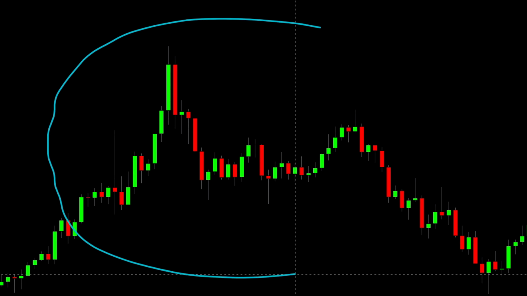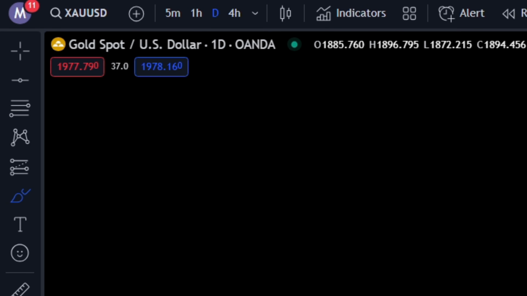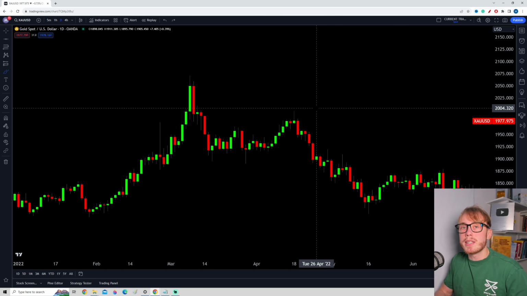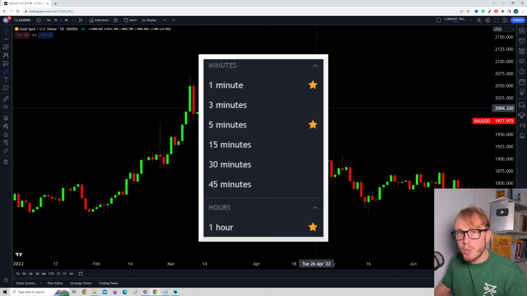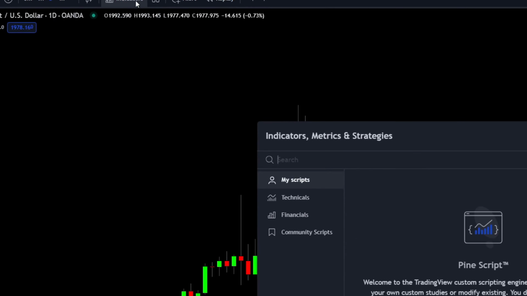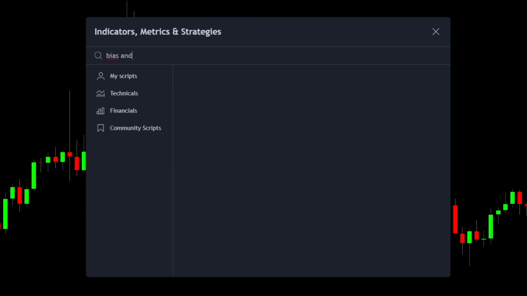Alright guys, so the first thing you want to do is to open up a clean chart in TradingView. Right now as I'm speaking, I'm looking at gold on a daily time frame. But don't worry, you can use this indicator on shorter time frames as well. Now we're ready to open up the indicator. So we go up here to the indicators tab in TradingView. And what we want to search for here is bias and sentiment strength.